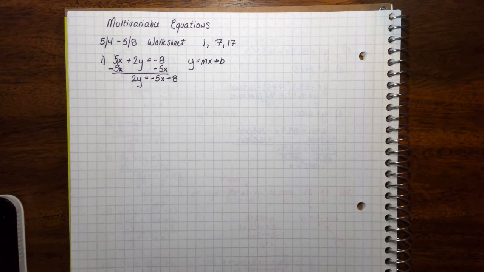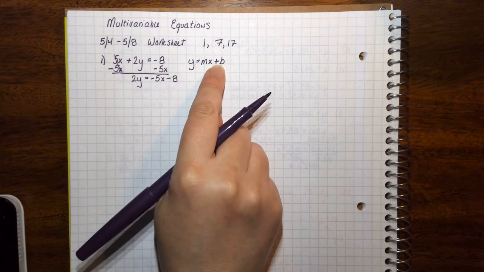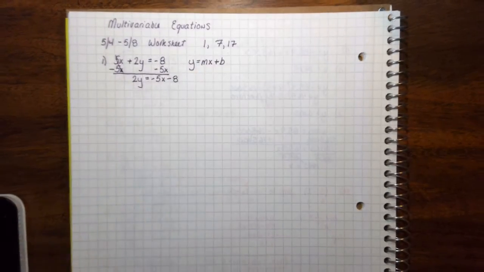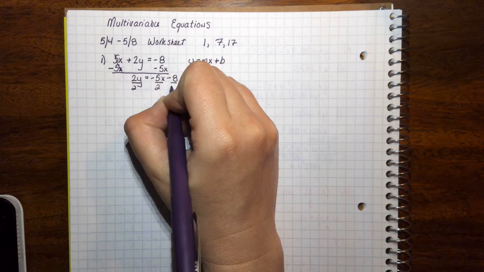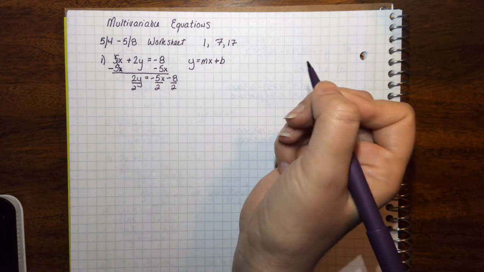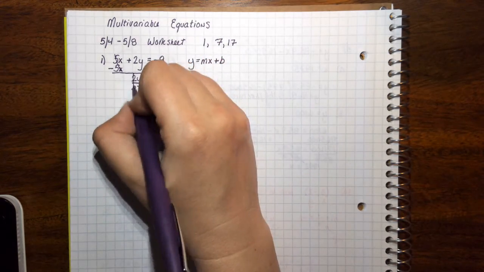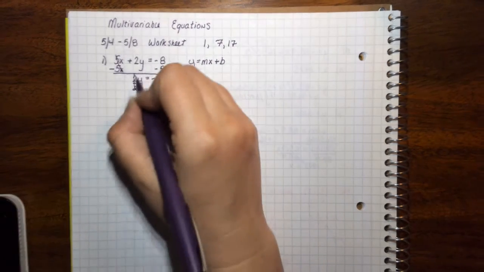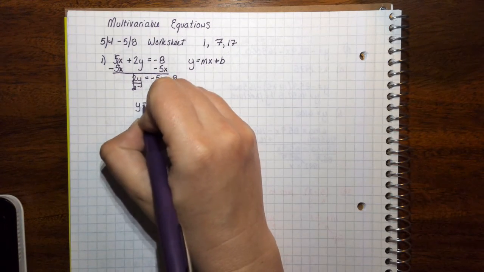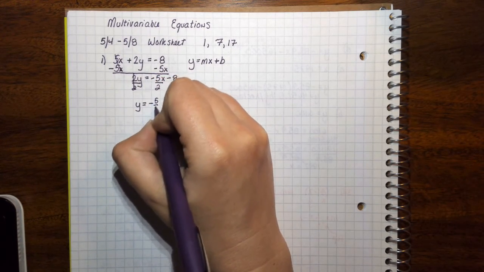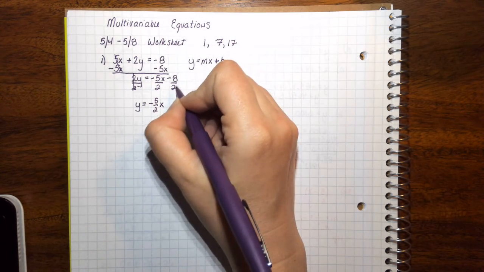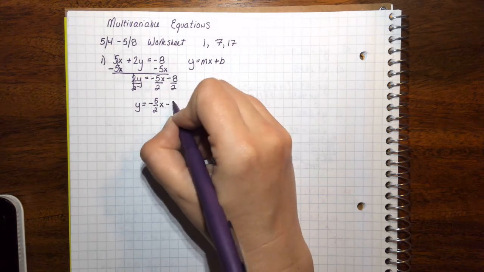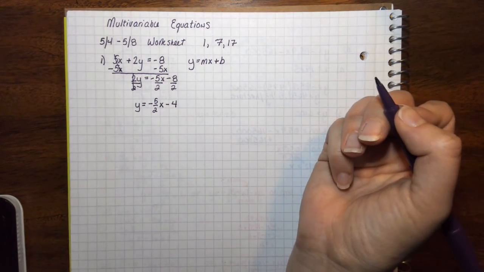Okay, so I'm almost done. I almost have it looking like this. It's just 2y instead of y. So I need to divide by 2 on all three terms. The 2's cancel in the front, and I have y equals negative 5 over 2x. This can't be reduced, but this can. Negative 8 over 2 is negative 4.